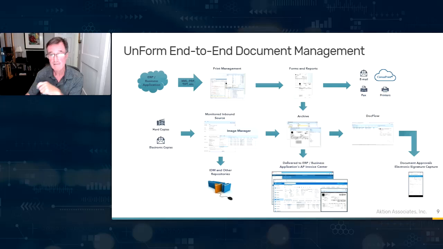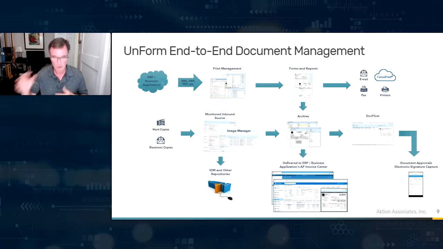The archive is where we store documents for retrieval. And as documents come into the archive, either through the print application or through Image Manager, if they share common indexing information, PO numbers, invoice numbers, those kinds of things, they're automatically linked together regardless of how or when they come in to the archive.